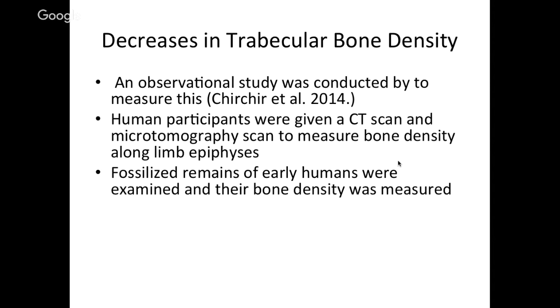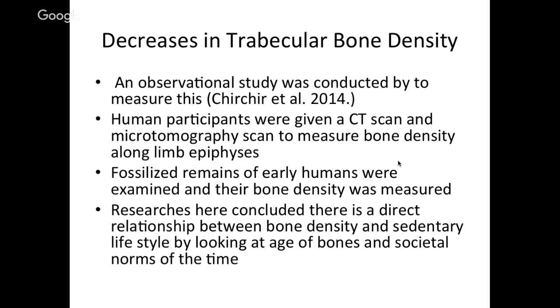And fossilized remains of early humans were also examined, and their bone densities were measured, and then those two numbers were compared. And the researchers found that there is a direct relationship between bone density and a sedentary lifestyle. And they found this by looking at the age of the bones and societal norms of the time. So when they examined fossilized remains or older bones, they dated those and then looked at what was going on at the time. And they found that the younger the bones became, the more sedentary society was at that time.